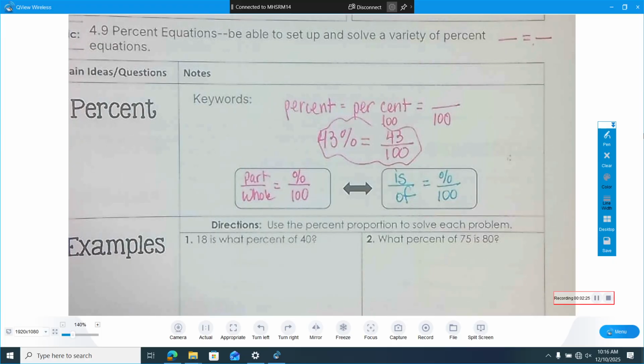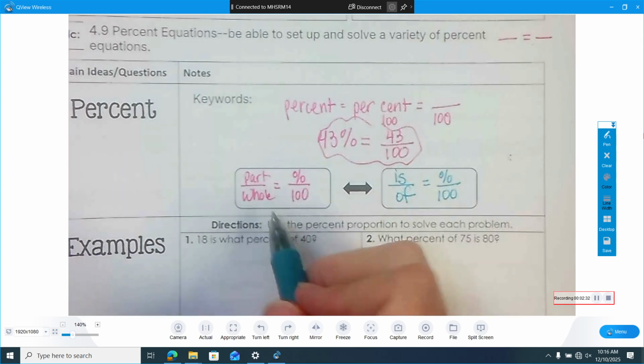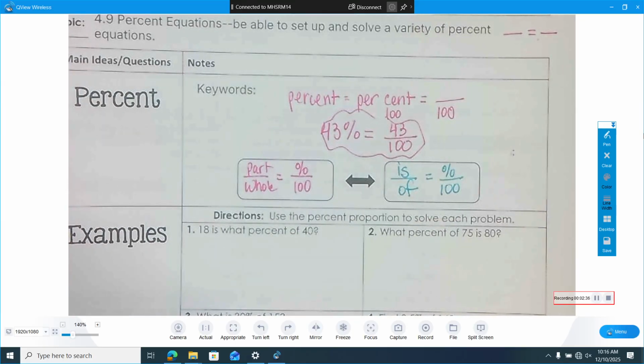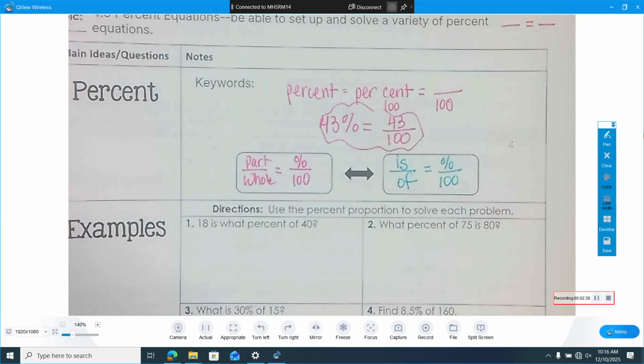And so we have two little proportions that we're going to pay attention to today, looking to set up. Use a percent proportion to solve each problem. Again, I want to see the setup, ladies and gentlemen. You should be getting good at writing proportions and cross multiplying. We've been doing it so much. All right, so here we go.